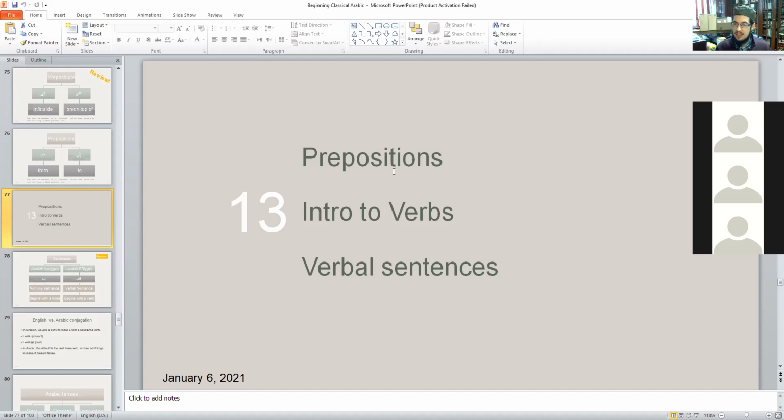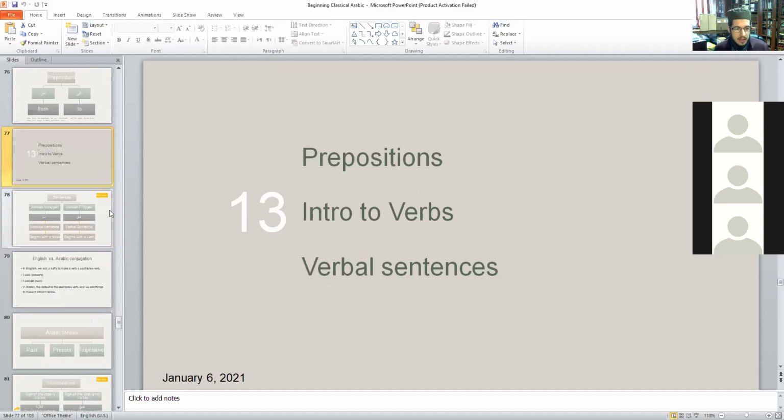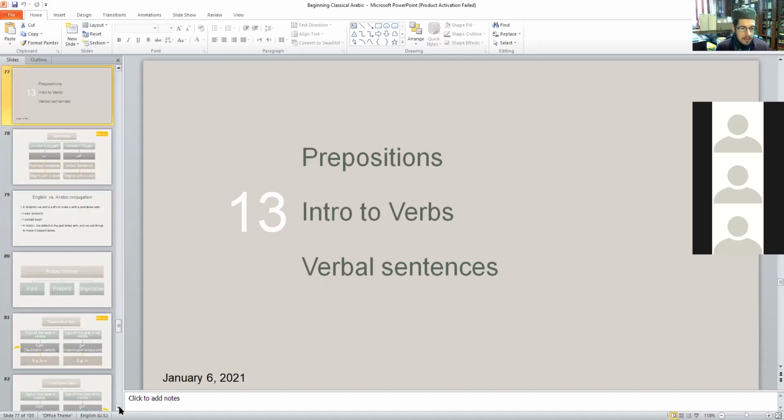Prepositional phrases aren't limited to jumla ismiya. They're not limited to nominal sentences. They can be anywhere. And so it's a good segue into looking at prepositional phrases in our second type of sentence and familiarizing ourselves with that other type of sentence.